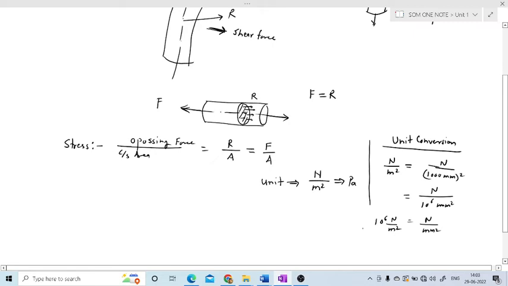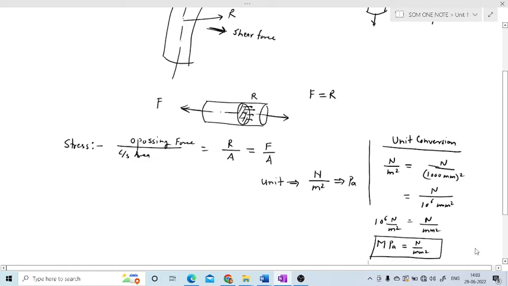Now in technical language this 10 raised to 6 is called mega. Newton per meter square is nothing but the Pascal. So megapascal is equal to Newton per mm square. And this conversion we always require to solve problems from the strength of materials.